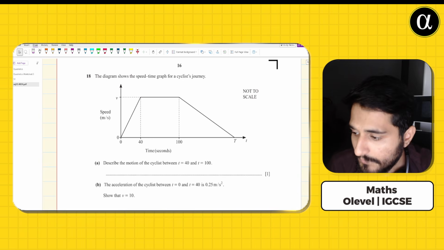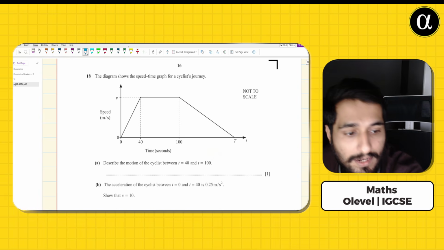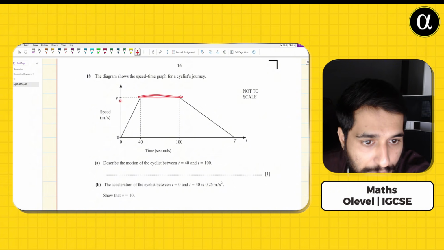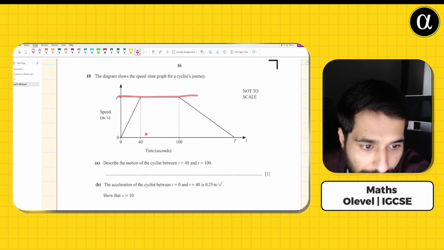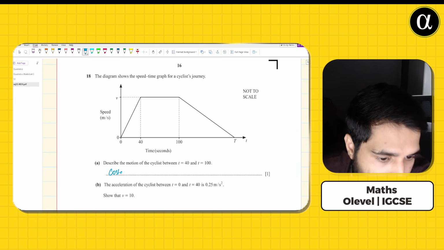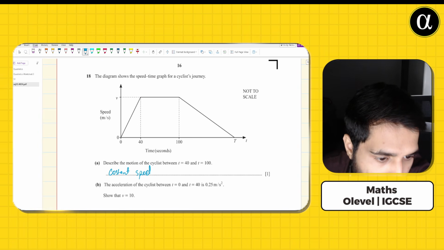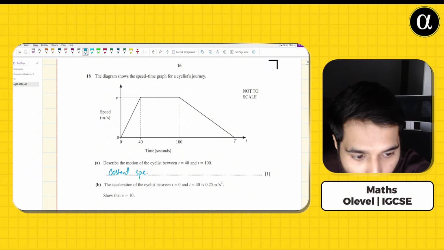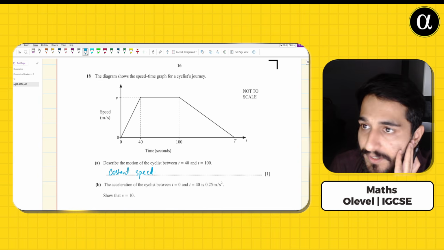Let's move on. Question number 18 says that we are supposed to describe the motion of the cyclist from time 40 to time 100. Now understand this part. What do you think about this motion in terms of speed? If we have a look, can we say we have the same speed throughout the time 40 to 100? So what can we say over here? We can say that this is constant speed, or in other words, you can also answer this in terms of acceleration if you wish. When there is a constant speed, that means the body isn't accelerating, so we can say that there is zero acceleration as well, so that should be correct too.